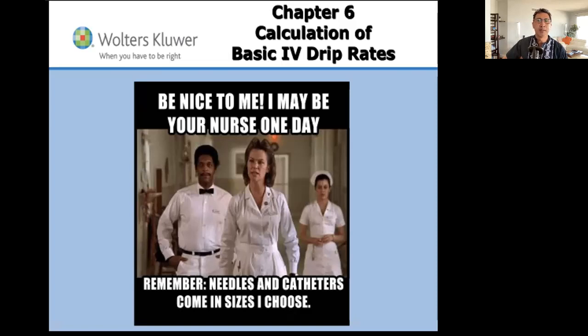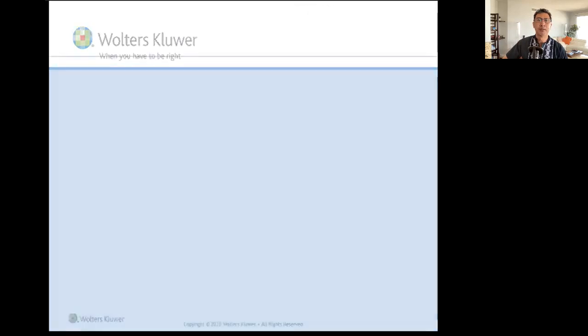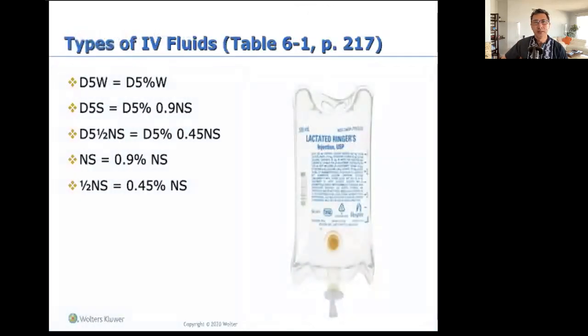So let's talk about some IV fluids. Calculations of basic IV drip rates. So there's different types of IV fluids. I know some of you are techs, CNA. We might even have some paramedics here. You know your IV fluids. There's a couple of examples here: D5W, D5NS, half NS.